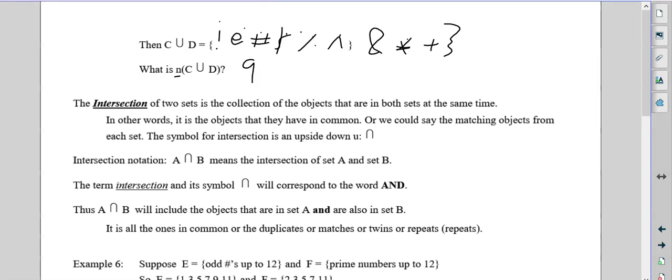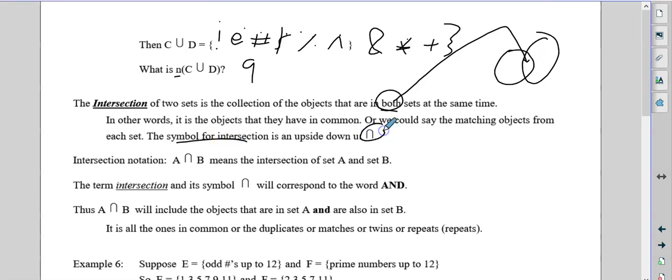All right, the intersection. The intersection of two sets is the collection of the objects that are in both sets. This is the key word here, both sets at the same time, right? So you've done Venn diagrams before, which is this unit. The intersection is that right there: the middle, the overlapping, the thing they have in common. The symbol for intersection is the upside down U. So the inverted union.